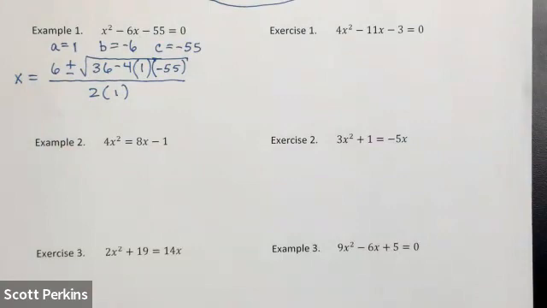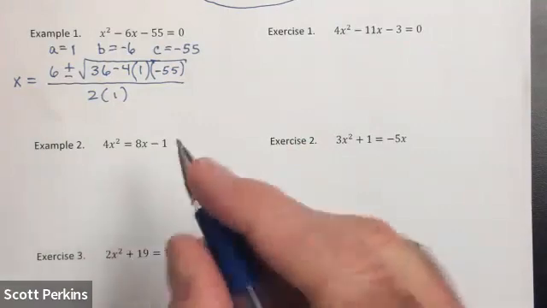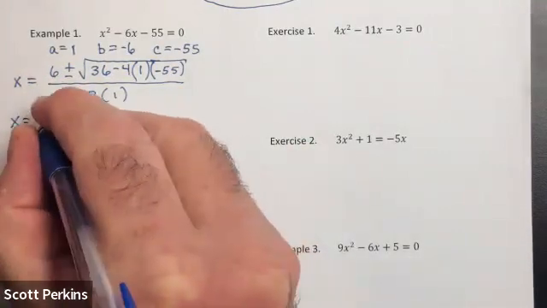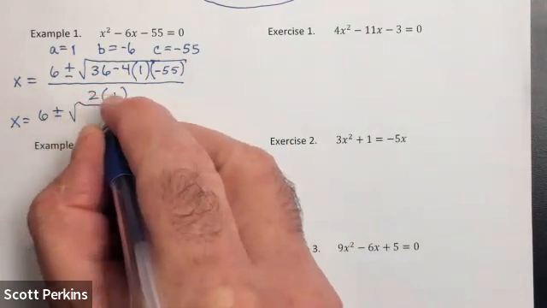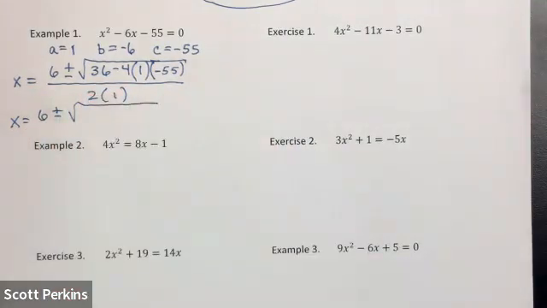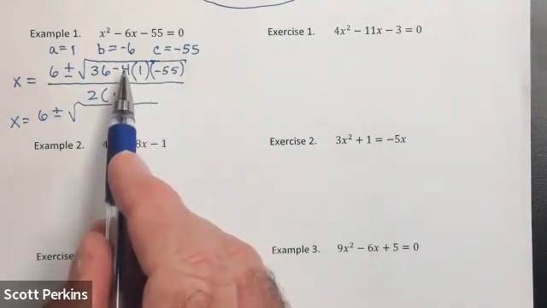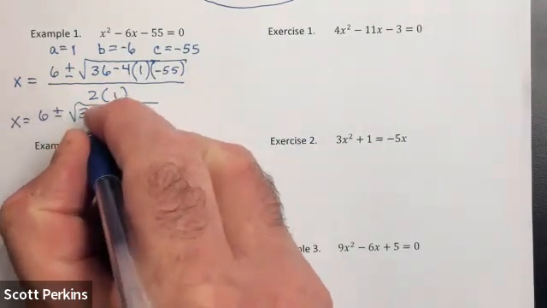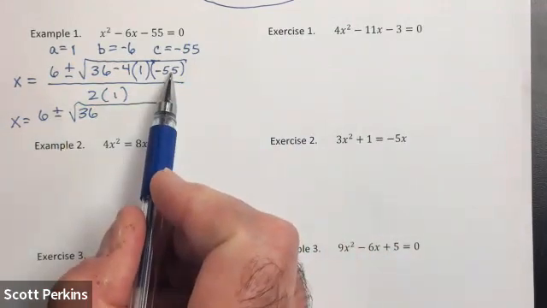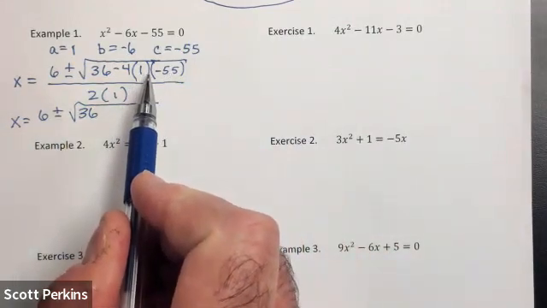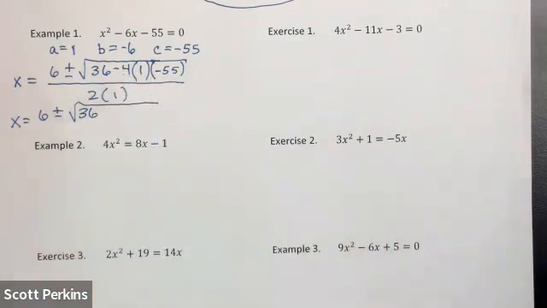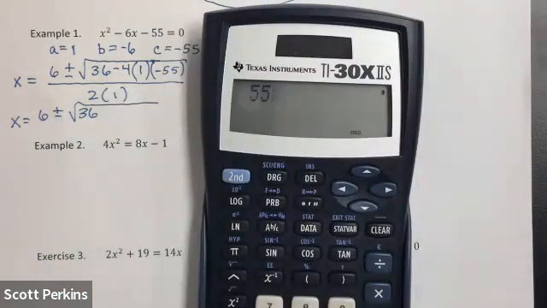The rest of this is just some arithmetic. Got your calculator, or if you're good at arithmetic, that's great. But the rest of this is just simplifying this down a little more. So my solutions, my x's, are 6 plus or minus. Whenever I'm evaluating this, I'm just trying to give you a little bit of hints and tips here. I always start with this multiplication. So I've got 36, and then when I multiply, I've got negative 55 times 1, that's negative 55.